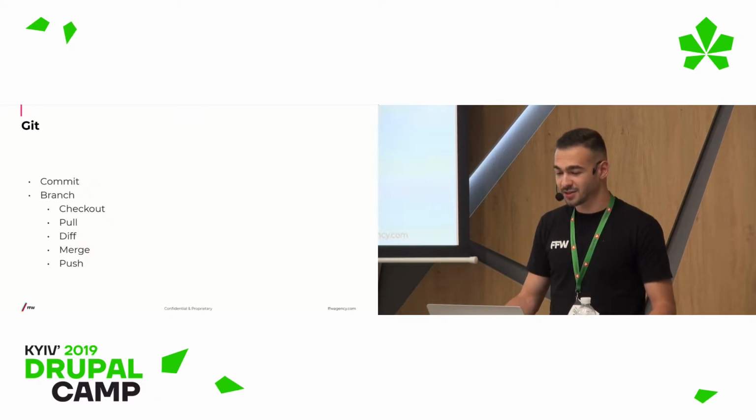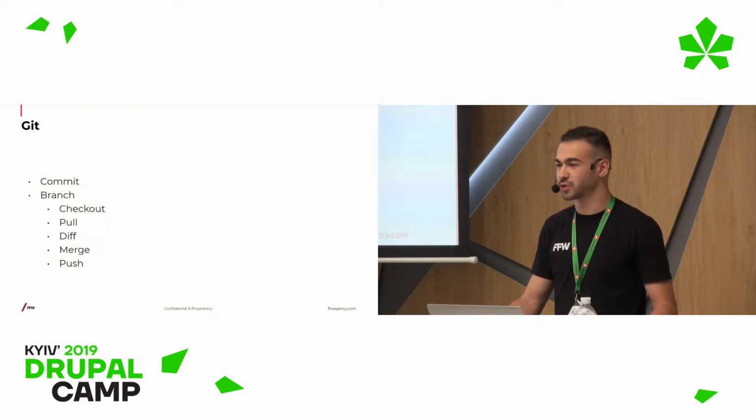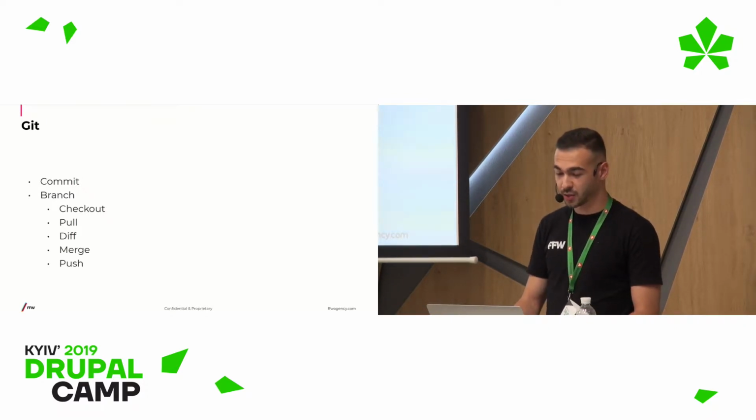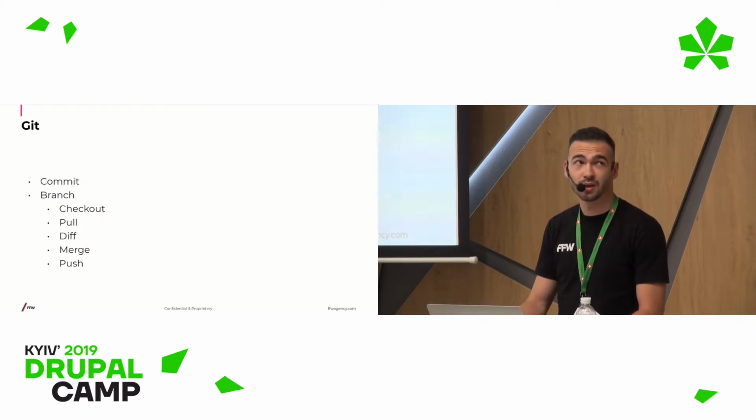Second is branches. And that is the thing that provides us tools for multiple people to work in parallel. Because we can create new branches, we can switch between them, we can pull the changes from one branch to another. We can compare the branches, so we can compare what changes were made here and there. And finally, we can merge them and push to the remote repository.